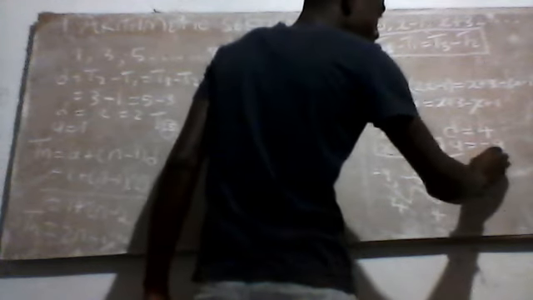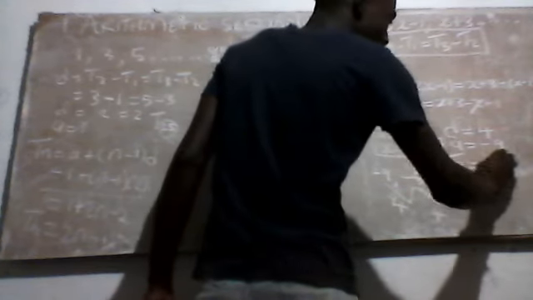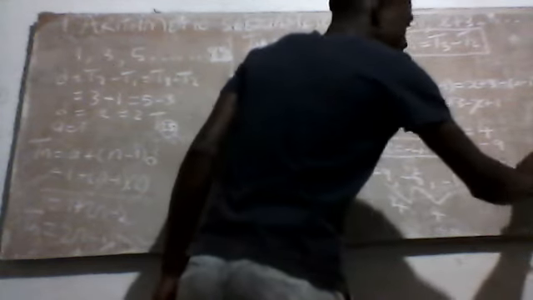Now I can write the equation. Tn is equal to, in the place of A, I put minus 9 plus n minus 1 times positive 4. So that's it, guys. That's how we find the equation.